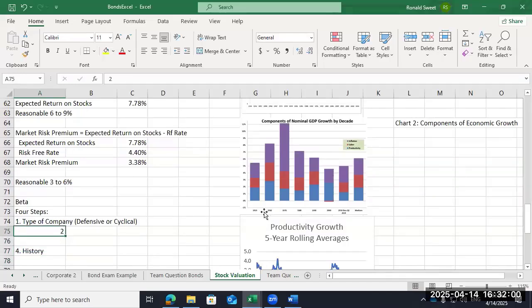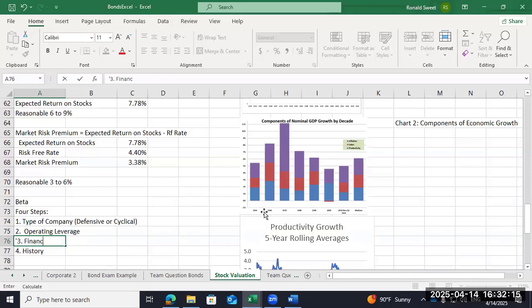The 2 and 3 are related to each other. I mean, they have the same word in it. Starts with an L. Operating leverage and financial leverage. So you're going to write this in your paper. You'll probably have a section for each one of these.